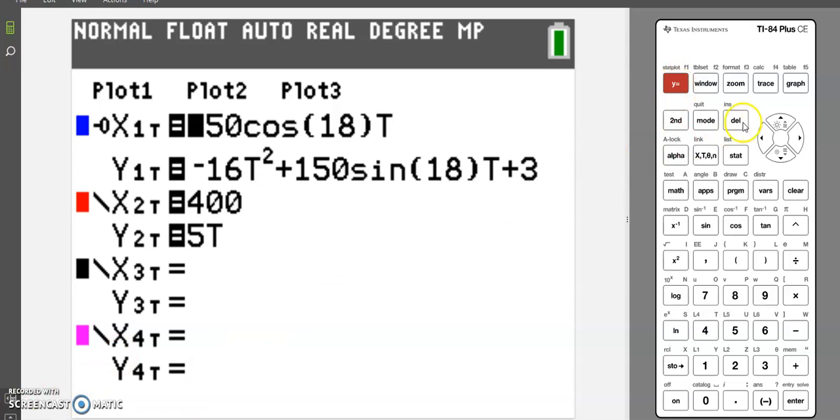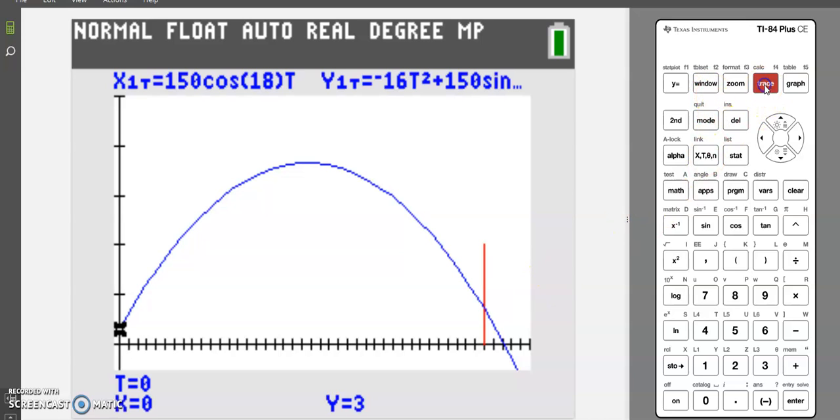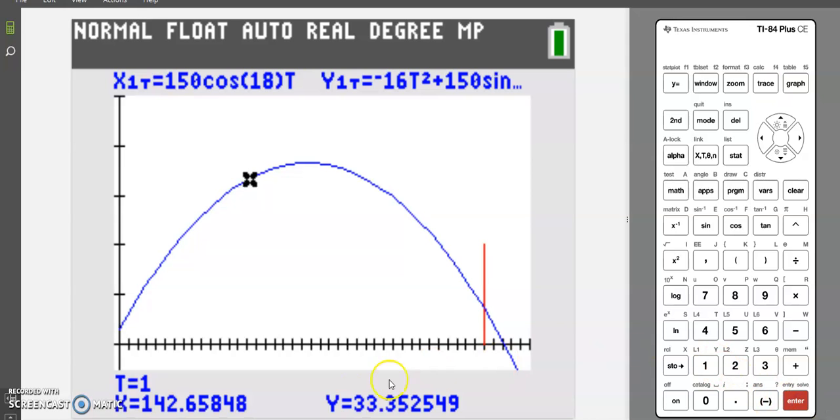One thing, going back to the graph again, if you hit trace, you can see the path of the ball. You can tell where the ball is at any time t. If I say t is 1 second, we can see where the ball is at. It's 142 feet from home plate, and it's 33 feet high. If we go to 2 seconds, it is here, and here are your coordinates as to where it is.